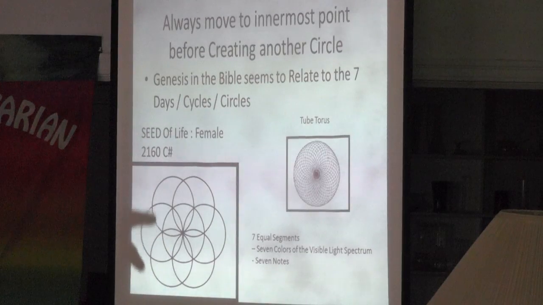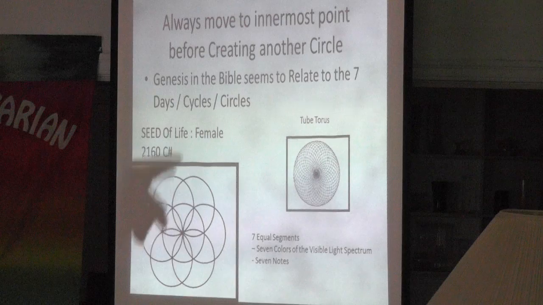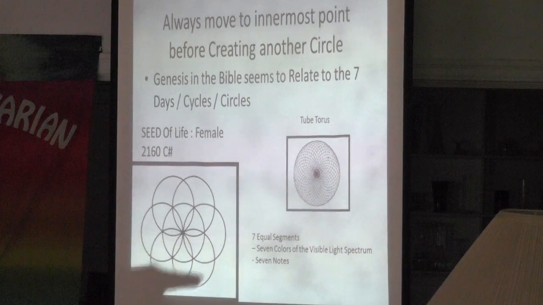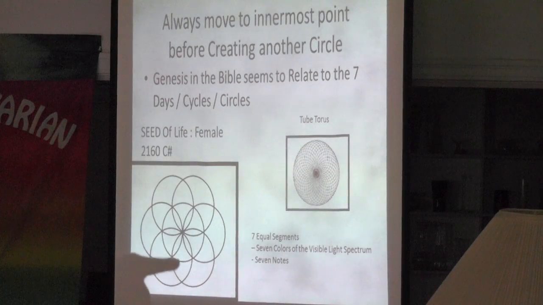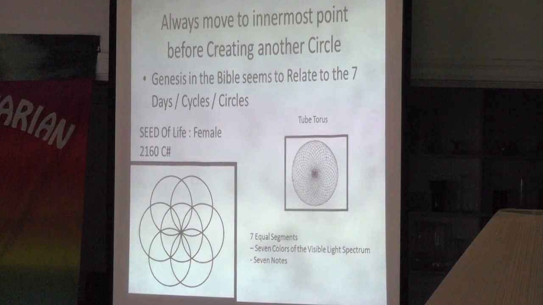You see it all around the world. And now if you were to copy that circle over and over until it's repeated and you do a full circle with the circles, you have what's called the seed of life. Now a circle is 360 degrees.